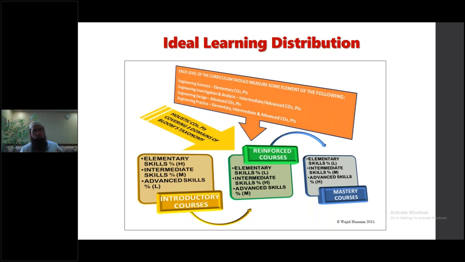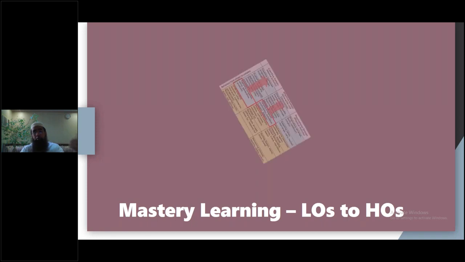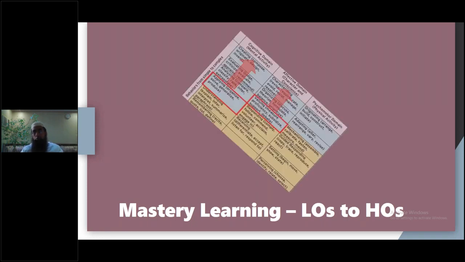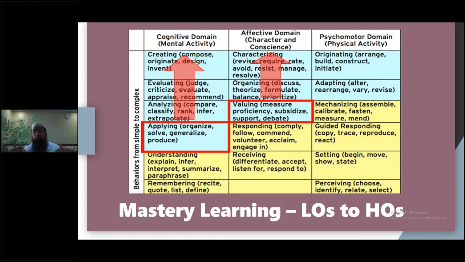Ironically, we even had one institution purchase a curriculum from another very established institution in the Asia Pacific region. When they got the syllabus and I was reviewing this, everything was analyze, mostly analyze. And it was so ironic, students are enrolling with a skill of analysis and graduating with analysis. So there's really not much distribution happening there. So it's very important for establishing mastery learning, going from low order skills to high order skills, to define the domains and their learning levels.